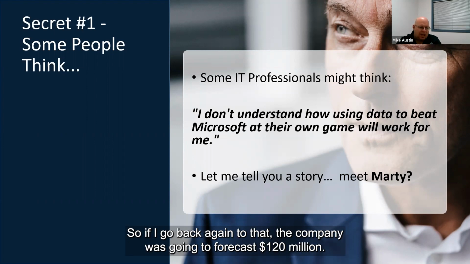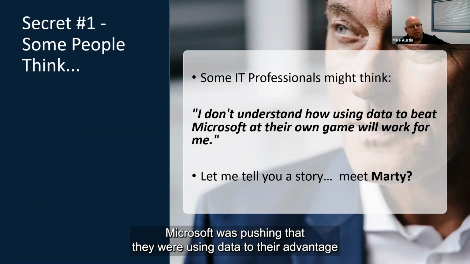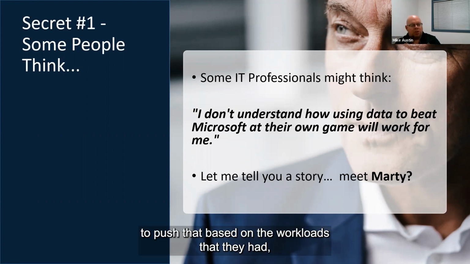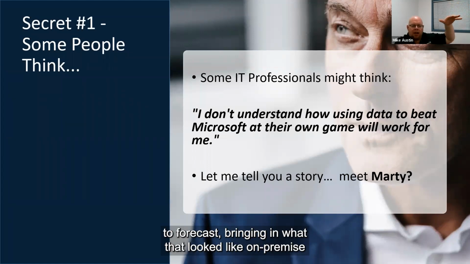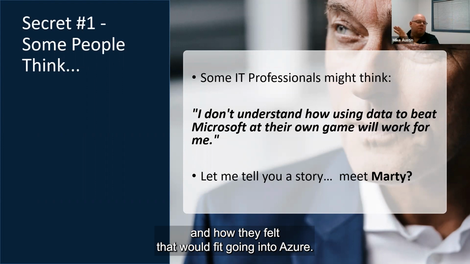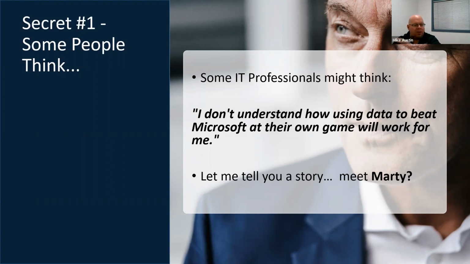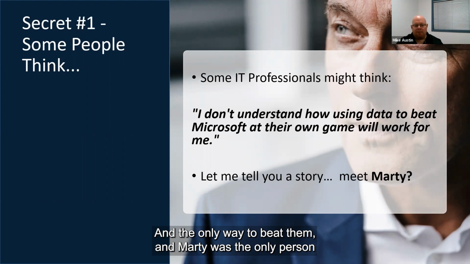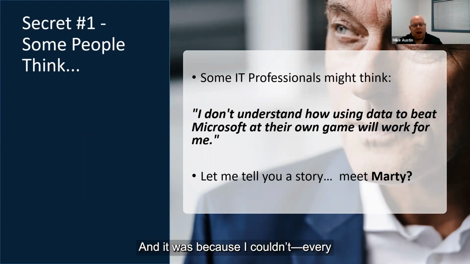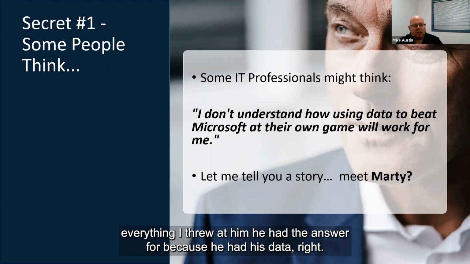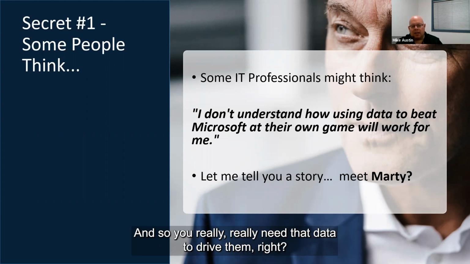So if I go back again to that, the company was going to forecast $120 million. Microsoft was pushing that. They were using data to their advantage to push that based on the workloads that they had, the workloads that they were forecasting, and worked with that company to forecast bringing in, what that looked like on premise, and how they felt that would fit going into Azure, right? And the only way to beat them, and Marty's the only person when I was at Microsoft that really beat me in a negotiation. And it was because everything I threw at him, he had an answer for because he had his data, right? And so you really, really need that data to drive at them, right?